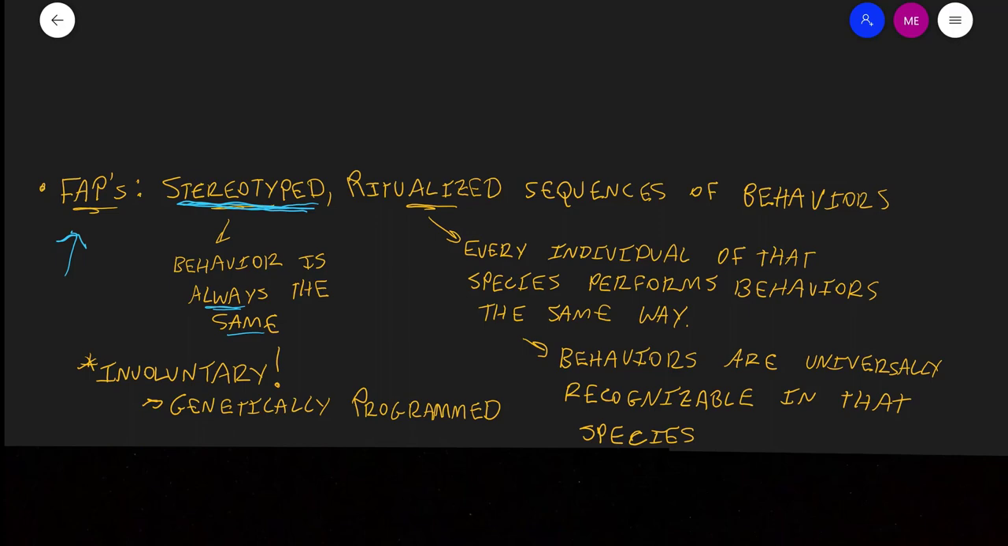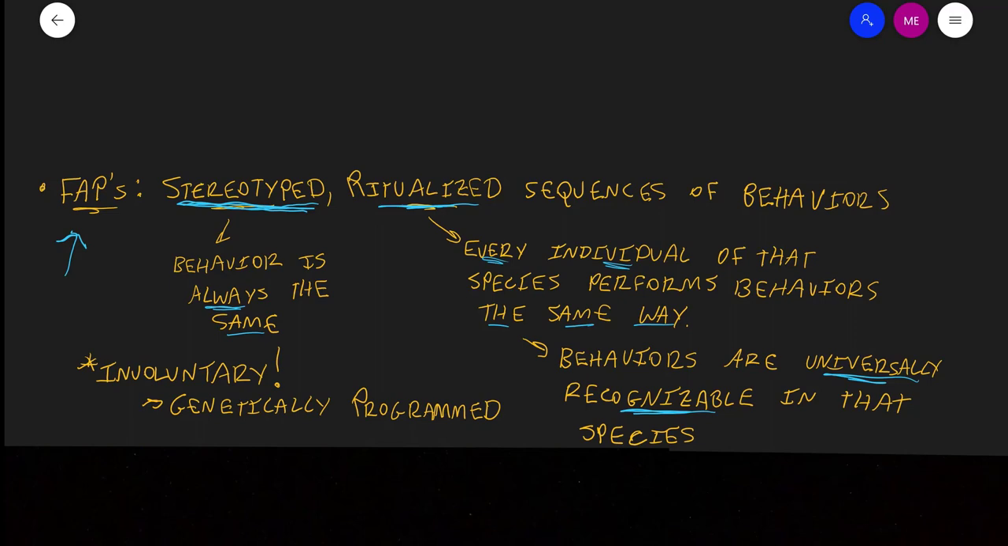So first, fixed action patterns are stereotyped. Second, these behaviors also have to be ritualized. It means that every single individual of that species, every individual of that kind of animal, performs these behaviors the exact same way. What that means is that the behaviors are universally recognizable to any member of that species. If every individual is born knowing how to do these behaviors, it means that they're going to be able to recognize this set of behaviors in others of their species, which makes it a good way to communicate.